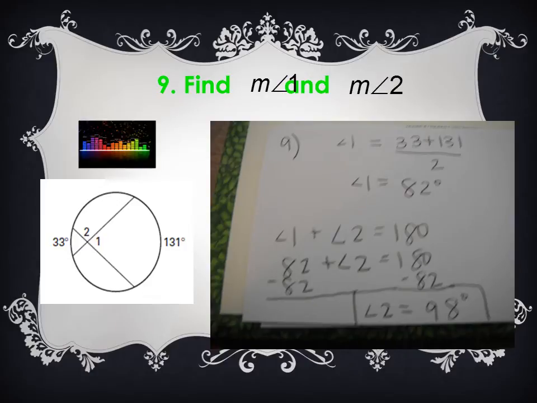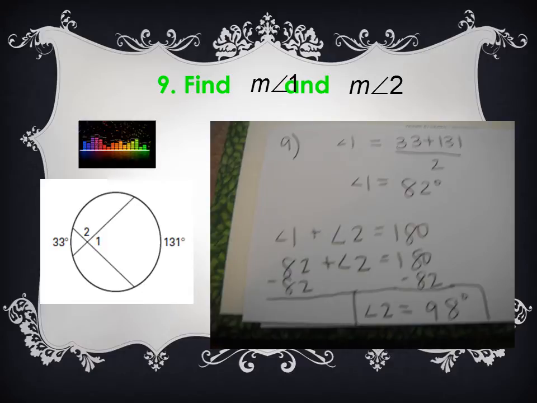We are asked in this problem to find angle 1 and angle 2. Looking at these two angles, we can see that they are supplementary. We need to find one of them first. We are also given two arcs. These two arcs are formed from angle 1, so that is where we need to start. We want to find angle 1 first.